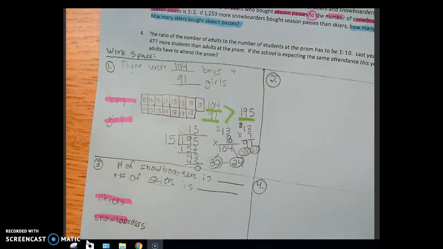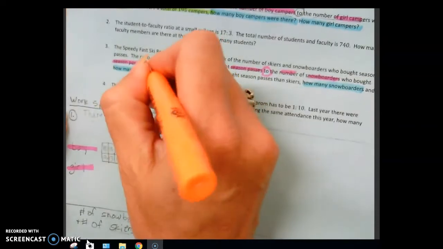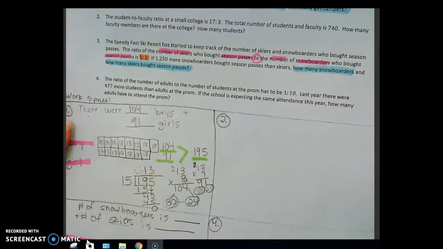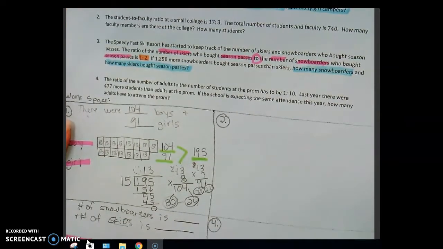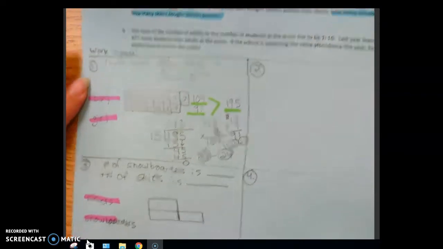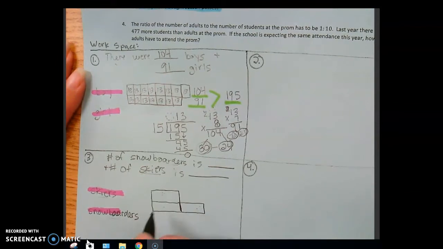Then, now that I know what I'm comparing, what is the number that I'm comparing? So that's my orange information, and that's that ratio right here of 1 to 2. So if I have 1 skier compared to 2 snowboarders, what does that look like? So I drew my boxes, exact same size, because whatever number I find to get into one of the boxes is the number that's going to be in every single box.